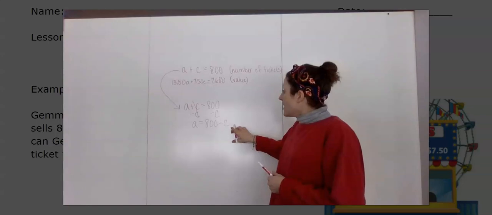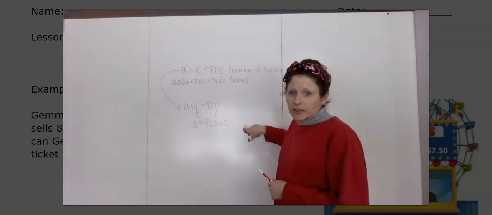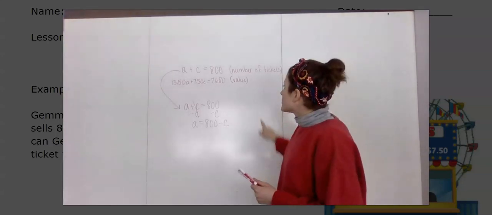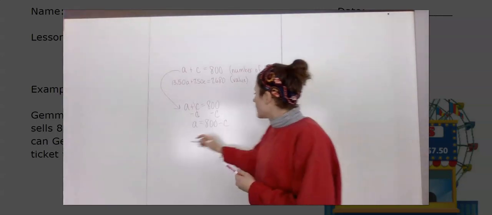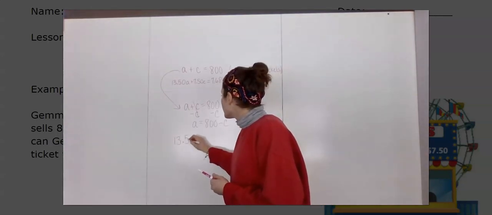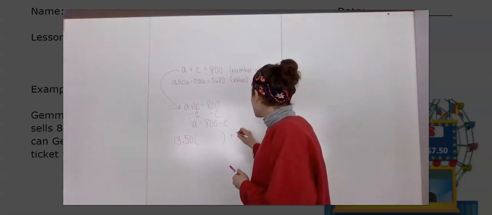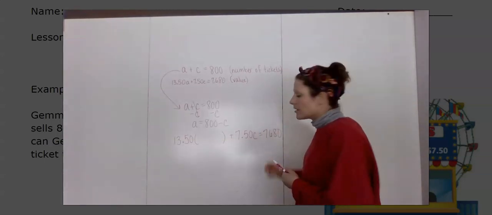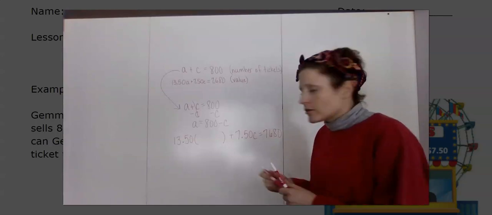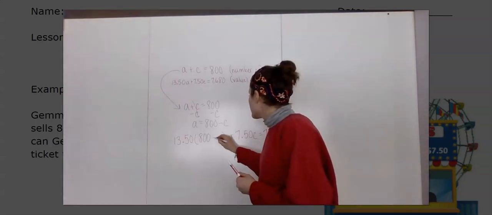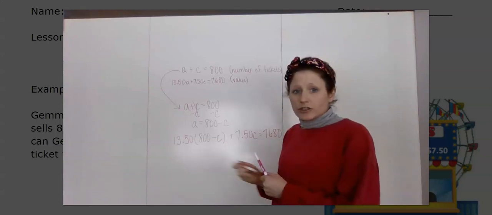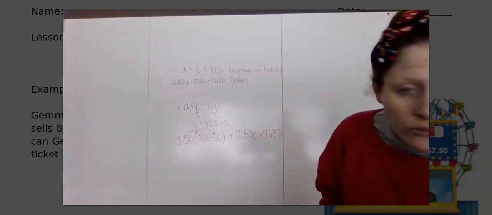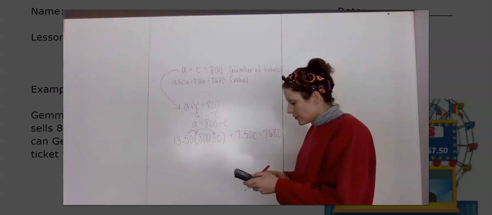Now, if I used the top equation to isolate my A term, I must use the bottom equation, the second equation, to plug it back into. So I'm going to use 13.5 times A plus 7.50C equals $7,680. Now here's where I'm going to plug in 800 minus C. Now I need to distribute first. So I'm going to multiply. Again, use your calculator. You don't need to labor yourself with all this.